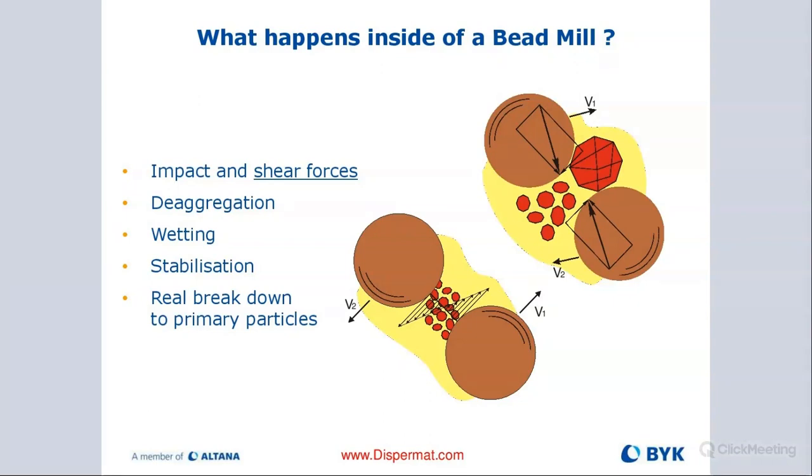The example is like being inside of a bathtub as a kid and trying to catch the rubber duck with both of your hands. As you push your hands together, it's difficult to get the rubber duck. You're pushing it away. That's the same principle as what happens in a media mill, except at much higher velocities and speeds, and with a lot more hands, in this case media, basically pushing these particles away, causing them to shear. That's really what's happening inside of a bead mill.